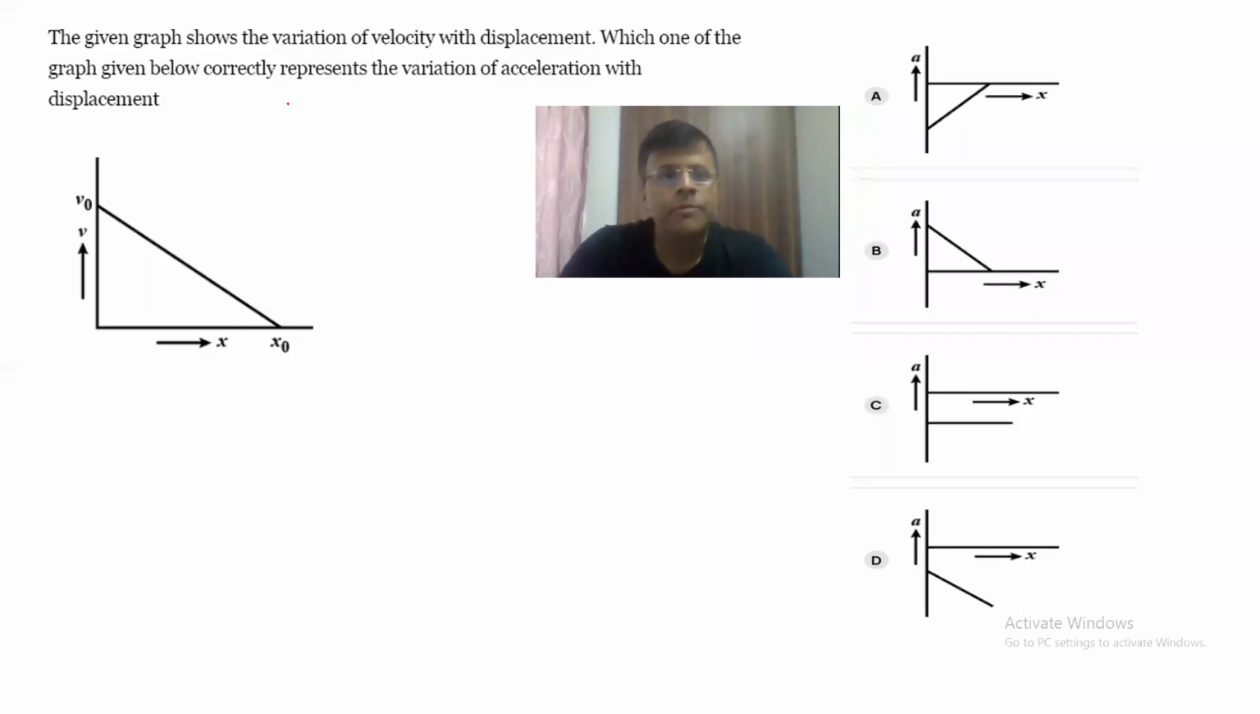Dear students, a problem from kinematics. There is a given graph which you can see on the left that is showing the variation of velocity versus displacement. You can see on the y-axis is plotted the velocity and on the x-axis we are plotting the displacement. Which one of the following graphs, which you can see here, show the variation of acceleration versus displacement?